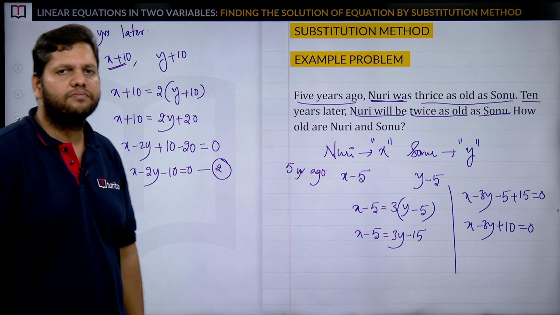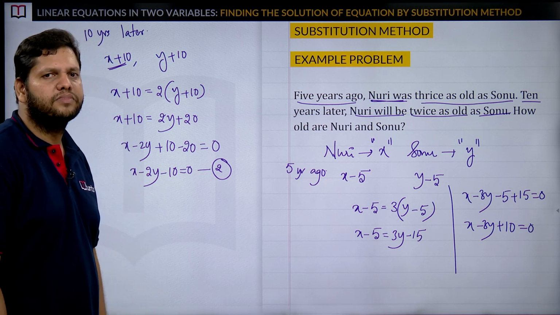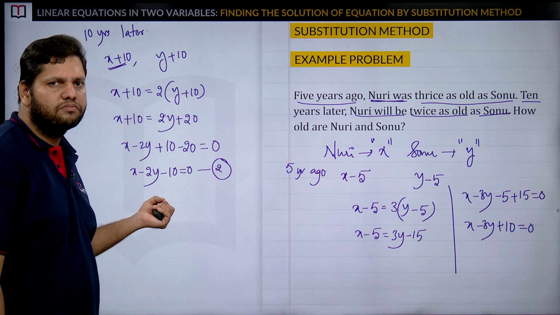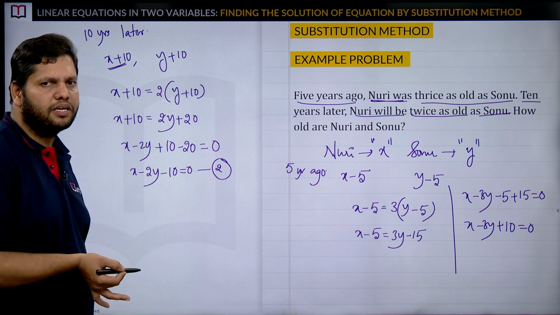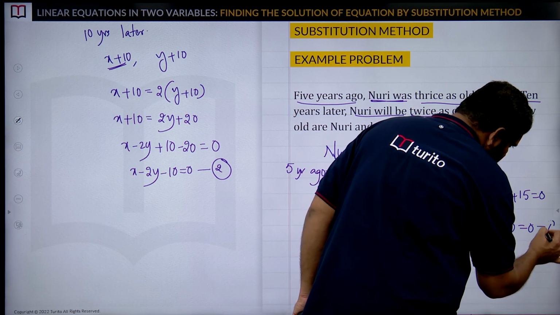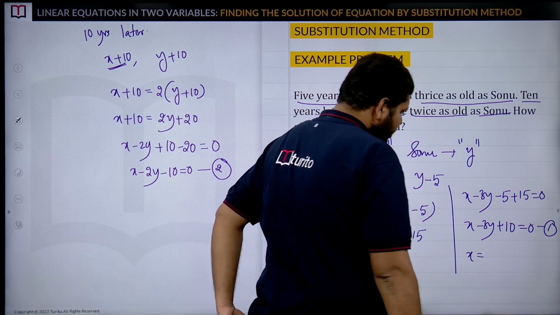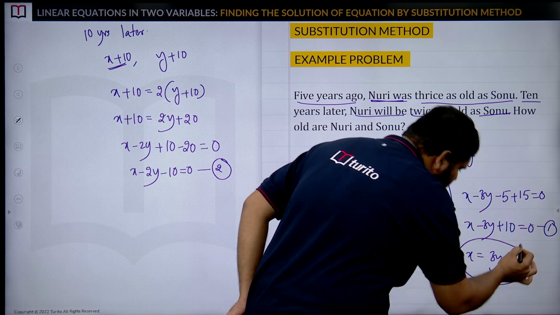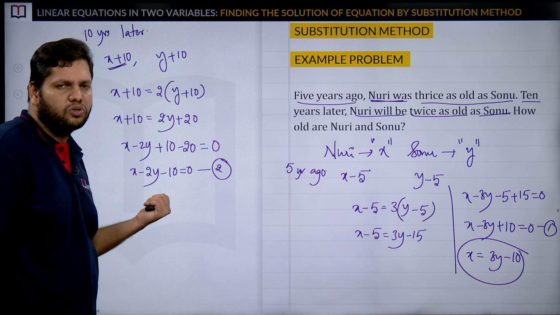Clear children up to here? As per the two conditions, we got exactly 2 equations, children, isn't it? Now from this we need to find the X value and Y value. Now what we have to do, you can write X is equal to something, or Y is equal to something, anything, children. So what I will do, from equation 1, I am writing X is equal to 3Y minus 10. Take X is equal to 3Y minus 10 and substitute here, children, in equation 2.